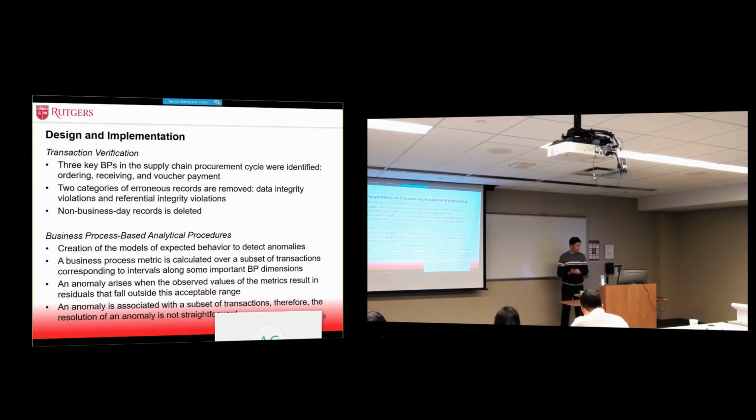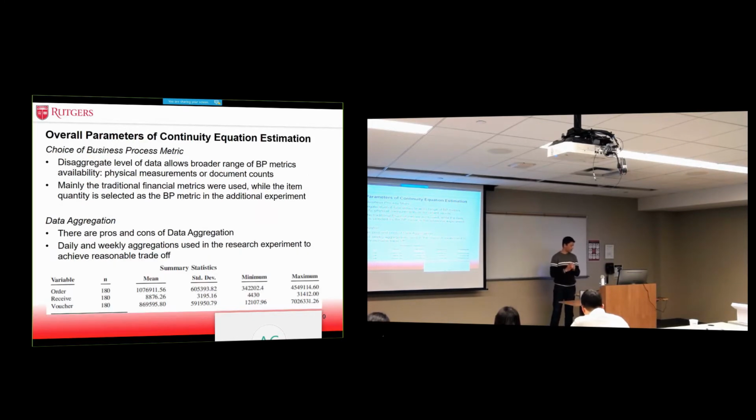So next part, before moving to continuity equations, the important part is the choice of business process metrics. I think they used dollar amounts for orders and the quantity of items for receiving, and again dollar amounts for vouchers.